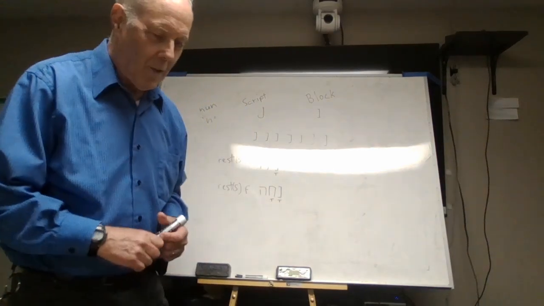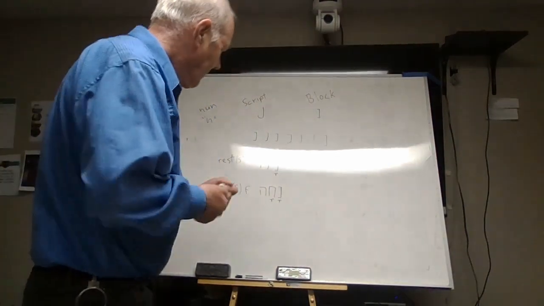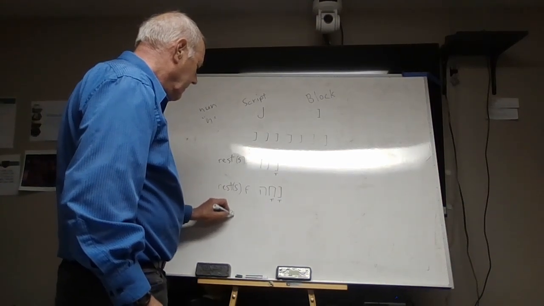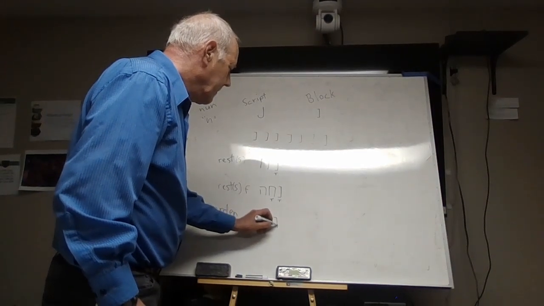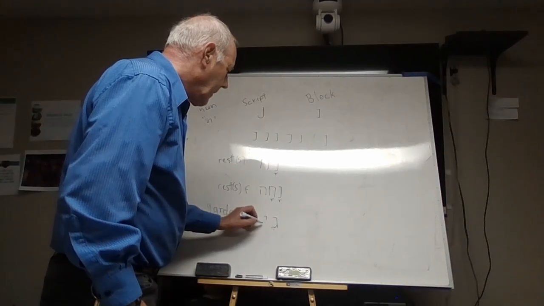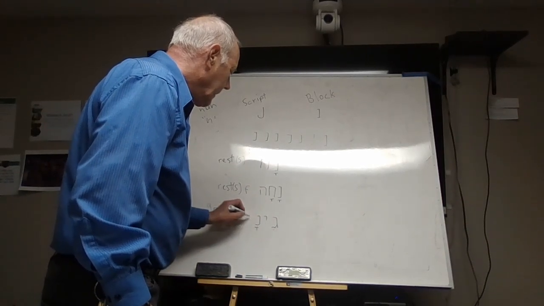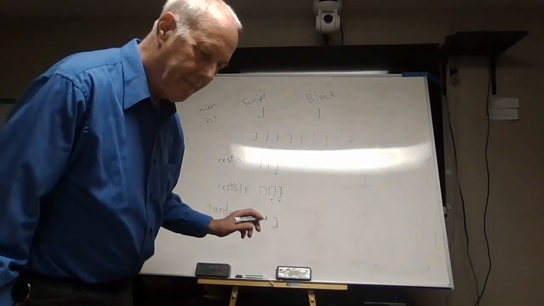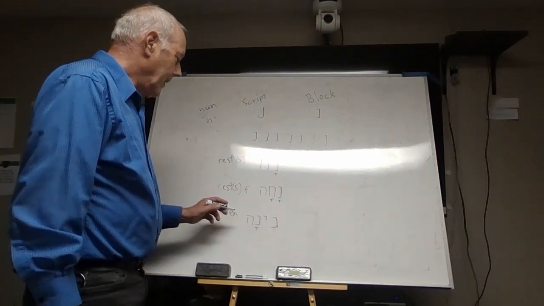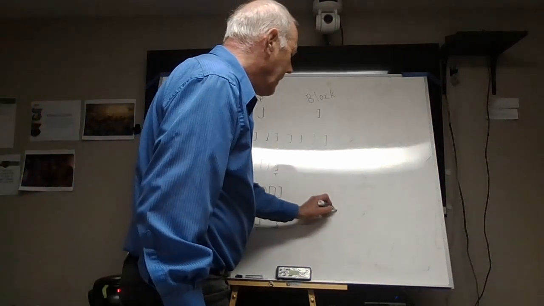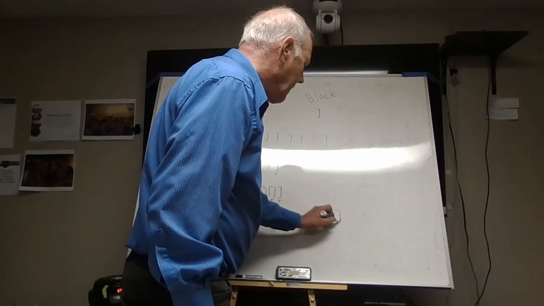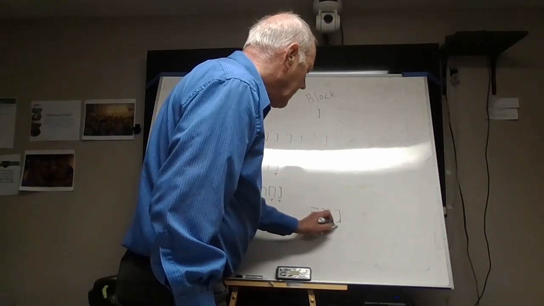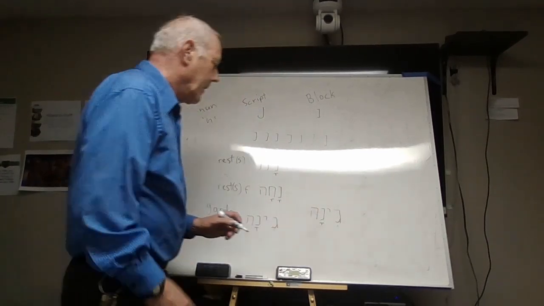Okay. Then the word for garden is Gina. Gina. That's a garden. Write it, say it. Gina.